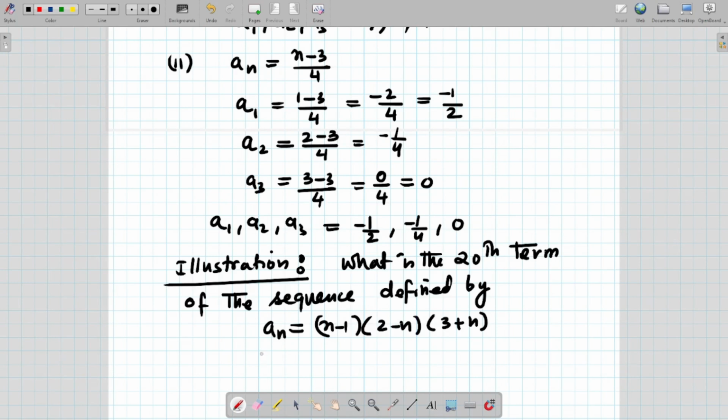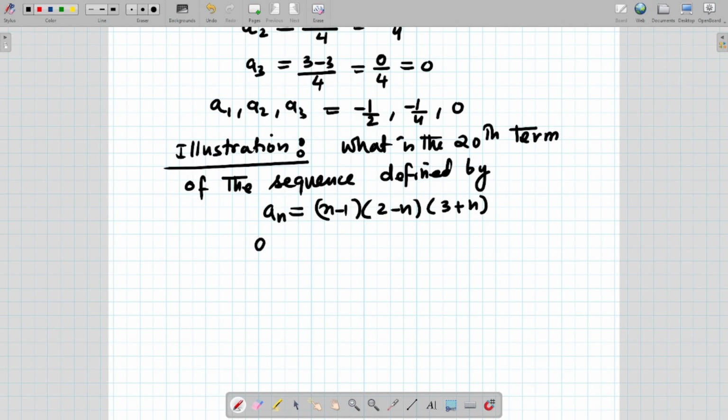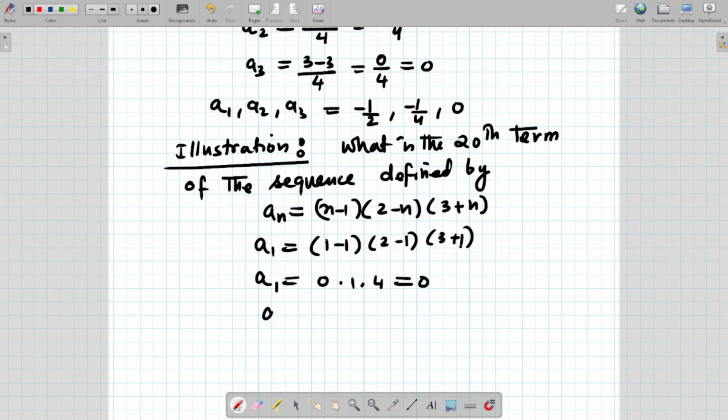So what is asked? Let the sequence an be defined by this. Find the first 5 terms and write the corresponding series. Find the first 5 terms. So what will be A1? Again, keep doing on your paper. Keep writing. Keep doing along with me. 1 minus 1, 2 minus 1, 3 plus 1, 0 times 1 times 4. Answer would be 0. So A1 is 0. A2, n की जगह 2 रखो. 2 minus 1, 2 minus 2, 3 plus 2. What is it?